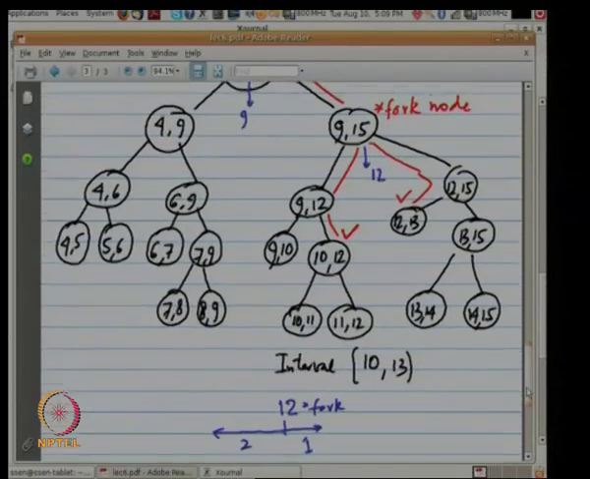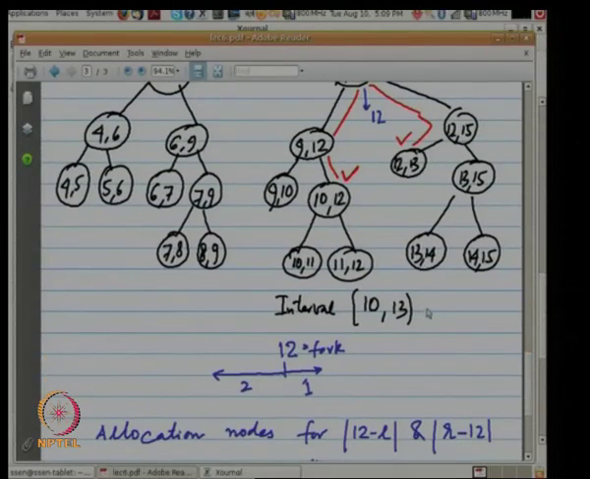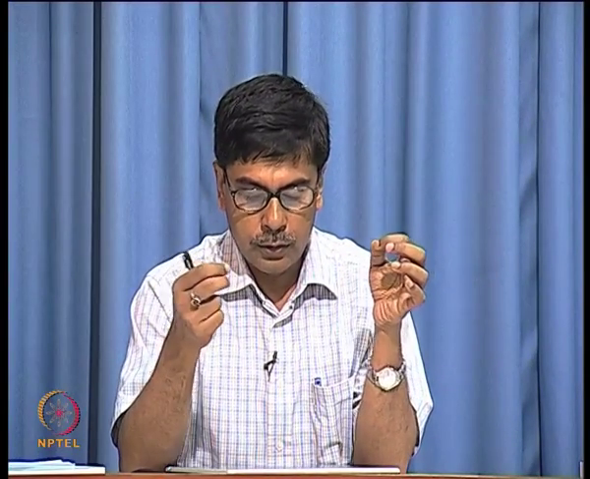But I just realized that there may be an easier explanation of the whole thing. If you think about the interval, let's say the interval is L comma R. In this case, L equals 10 and R equals 13. When we do this allocation, we encounter what is called a fork node, where the path splits into 2 paths. Initially, the interval is small enough that it will not span the entire node, so it will fall to either the left or the right subtree. You keep traveling till you hit a node where part of the interval is in the left subtree and part of the interval is in the right subtree of this node, and that is what is called the fork node.